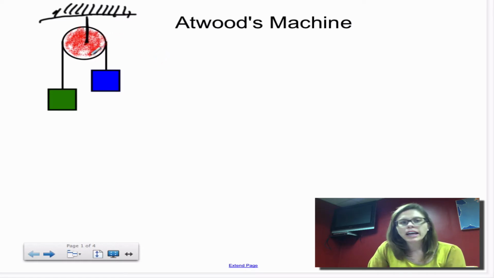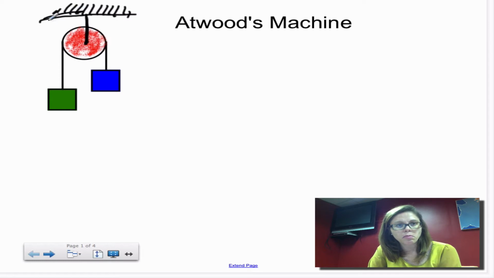So what an Atwood machine is, basically it's a pulley, so it's a circle thing that rotates along an axis, and then we connect it. This one happens to be connected via a string to a ceiling. It is very poorly drawn right here, but there we go.